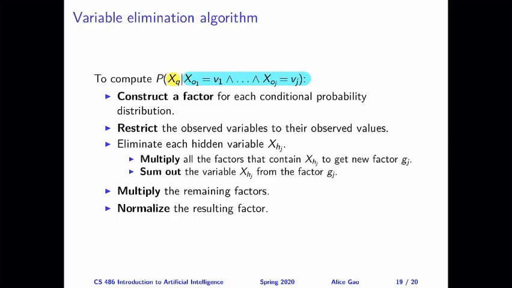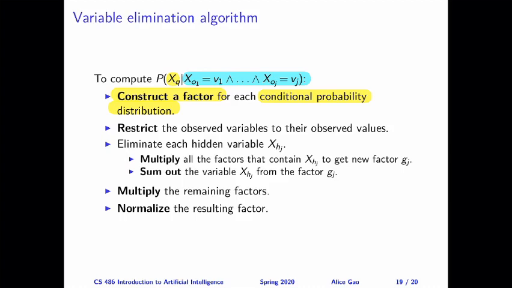Now, what do we do for the variable elimination algorithm? First of all, we are given a Bayesian network, and each node in the Bayesian network has a conditional probability distribution attached to it. For each conditional probability distribution, we will construct a factor. Basically, we take the distribution and put it in this abstract table form where we don't know what the numbers mean, but it still looks like the same table that we put the conditional probability in.